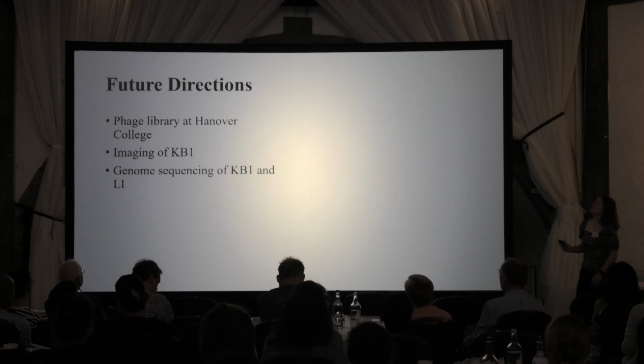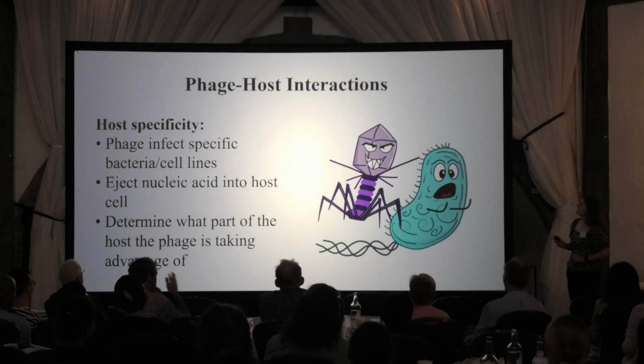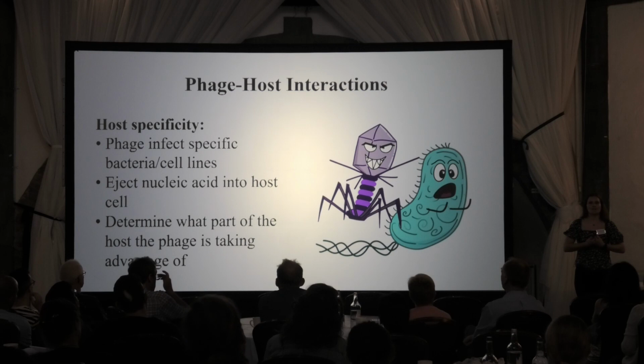So some future directions for the first part are the phage library at Hanover College, the imaging of KV1, if it will cooperate, and genome sequencing of KV1 and LI. You're probably thinking that that looks pretty sparse for a library, and I will get to that in a moment. So I've talked about the phage and the host. Seeing as this is a virus-host interaction section, I should probably talk about their interaction.